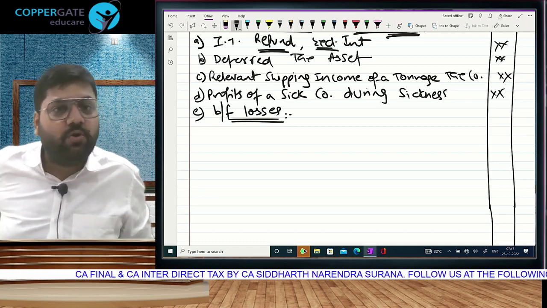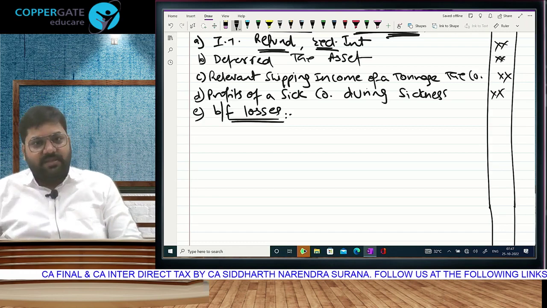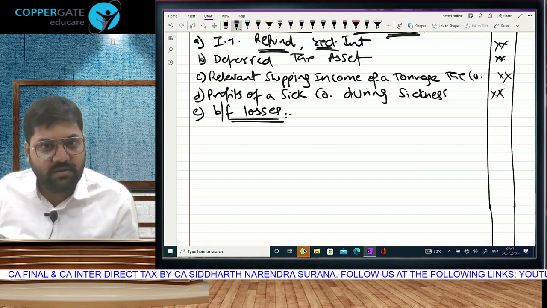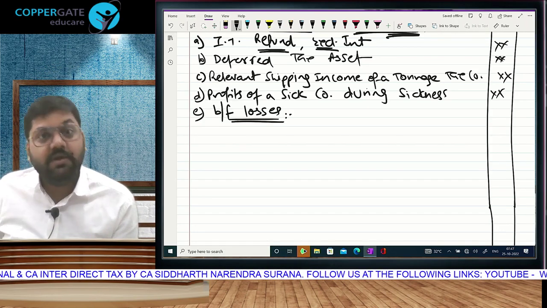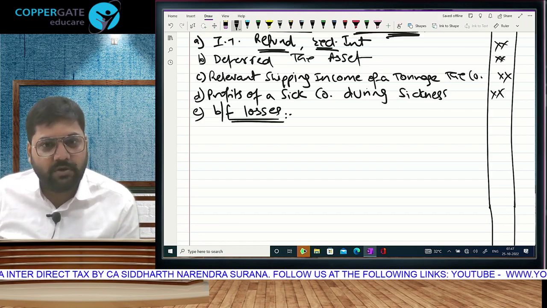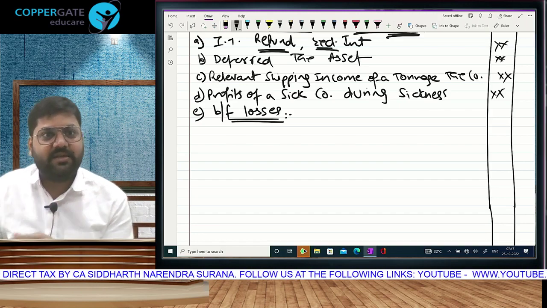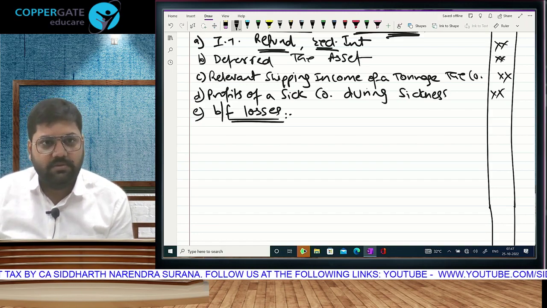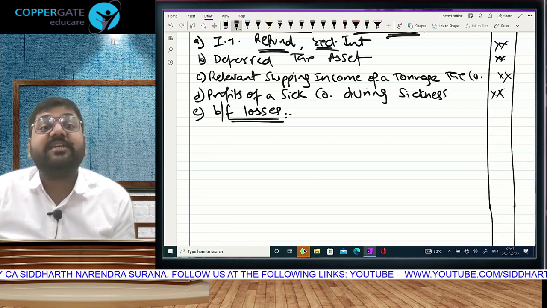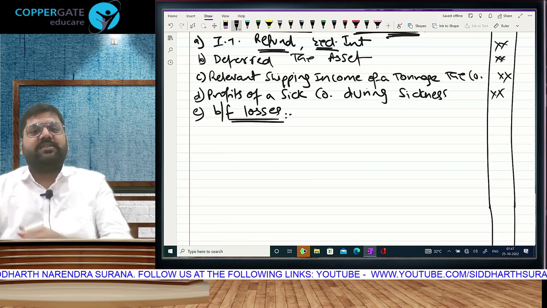After doing that, we go to our brought forward losses. That means we first finish our heads of income, then do clubbing of income. Then do set off of brought forward losses, arrive at GTI, then give deductions. That's the process of computation. Correct? But that is NTTI computation.